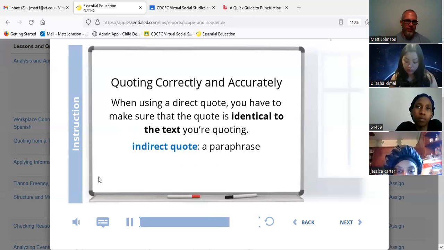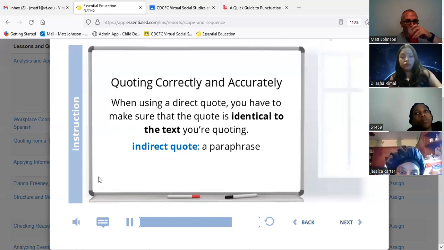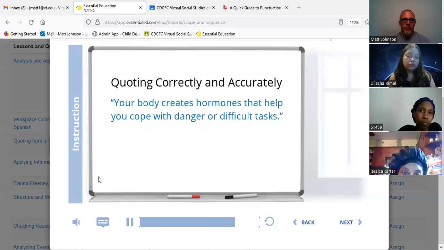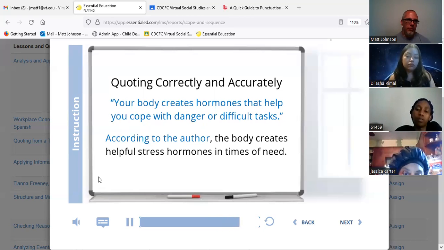An indirect quote is a paraphrase. An indirect quote reports what someone said, but using your own words. So here's that quote from earlier. Let's say I want to quote this text indirectly. I might say something like, according to the author, the body creates helpful stress hormones in time of need. That says pretty much the same thing, but in my own words.